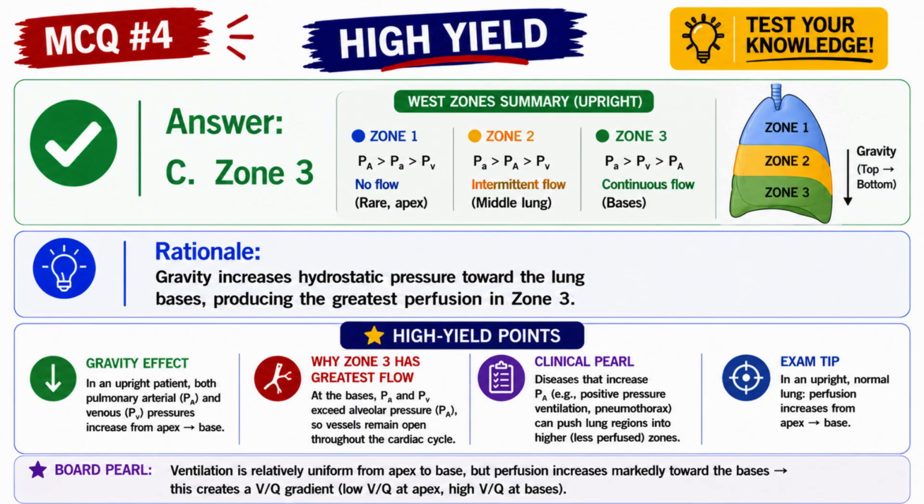Zone 2, middle. Arterial pressure exceeds alveolar pressure. Capillaries open during systole, intermittent flow, moderate perfusion. Zone 3, base. Both arterial and venous pressure exceed alveolar pressure. Capillaries are continuously open. Continuous blood flow throughout the cardiac cycle.